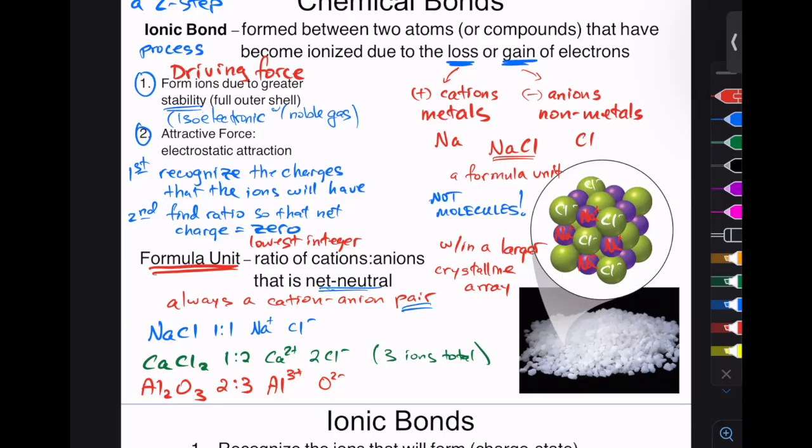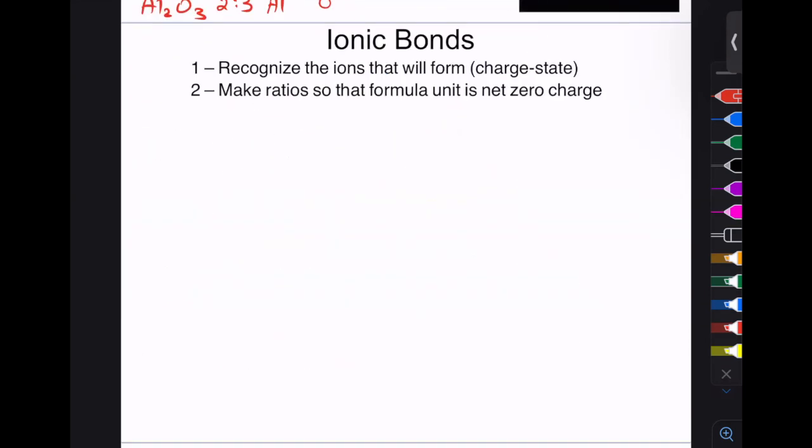Now you might be able to just stare at that and say, well, I know this needs to be neutral. So how many of the cation do I need to mix with how many of the anions so that it neutralizes out? You might be able to just look at that and see, whoa, I need 2 of the aluminums and 3 of the oxides. But I'll show you a more formal way to do that right now. These are just some examples of the kinds of ionic compounds that we can describe. All right, so let's practice these steps now, and I'll show you some ways that you can determine how to get the net neutral ratio.